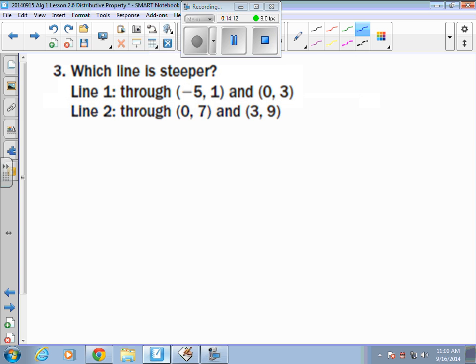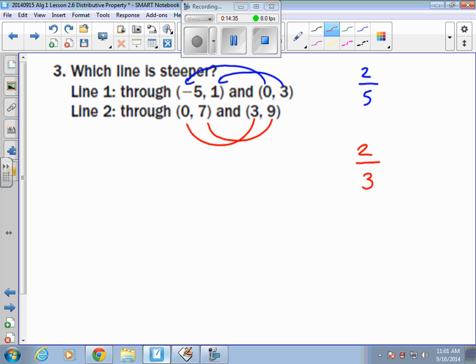Which one is steeper? Which one has a higher absolute value for its slope? Well, the first one, 3 minus 1 is going to be 2. 0 minus a negative 5, 0 plus 5 is 5. So there's the first one, 2 over 5. 9 minus 7 is 2. 3 minus 0 is 3. 2 over 5 or 2 over 3.